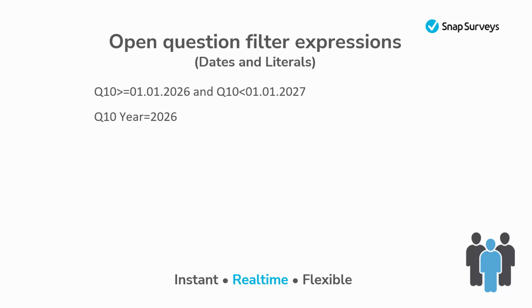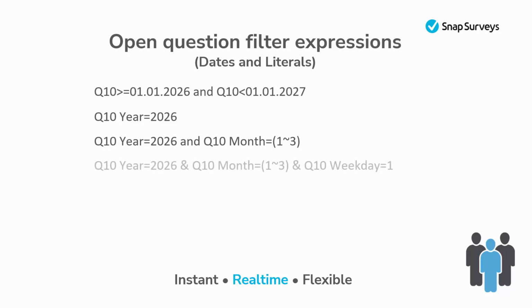And by making use of the word month, we could then also search for the first 3 months of the year. So year equals 2026 and month equals, in brackets, 1 tilde 3. Just remembering that tilde is just the same as me typing the word 2. If you're doing comparisons based upon days of the week, you could also make use of the word weekday. So weekday equals 1 is a Monday and weekday equals 7 would be a Sunday.